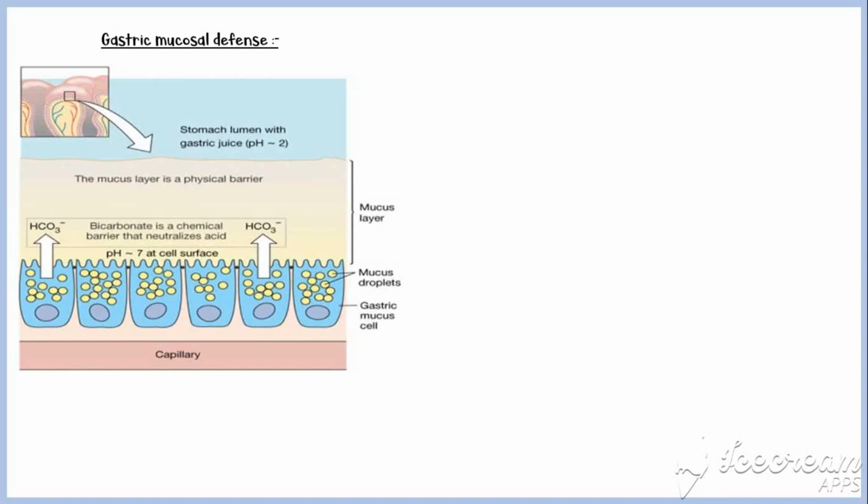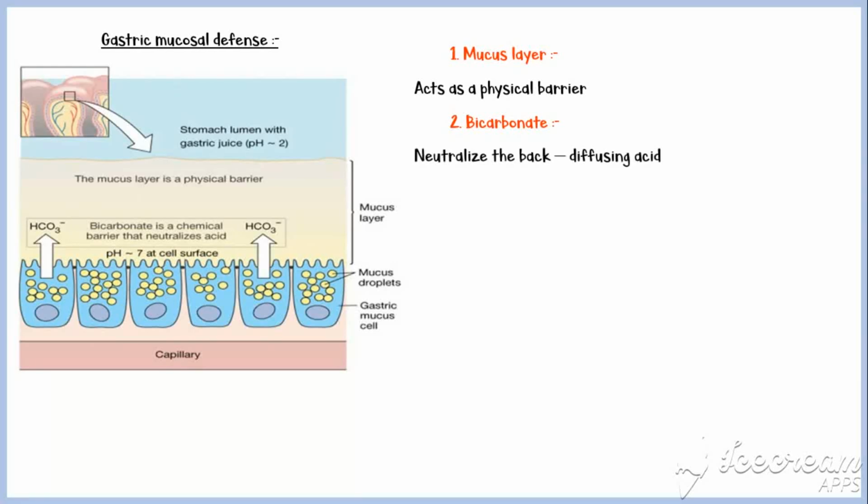Gastric mucosal defense protects the mucosa from acid-induced injury. Mucus secreted by the surface epithelial cells forms a continuous layer of mucus that acts as a physical barrier against gastric acid. And bicarbonate, secreted by these epithelial cells, is concentrated within the mucus layer. Bicarbonate neutralizes the back-diffusing gastric acid.